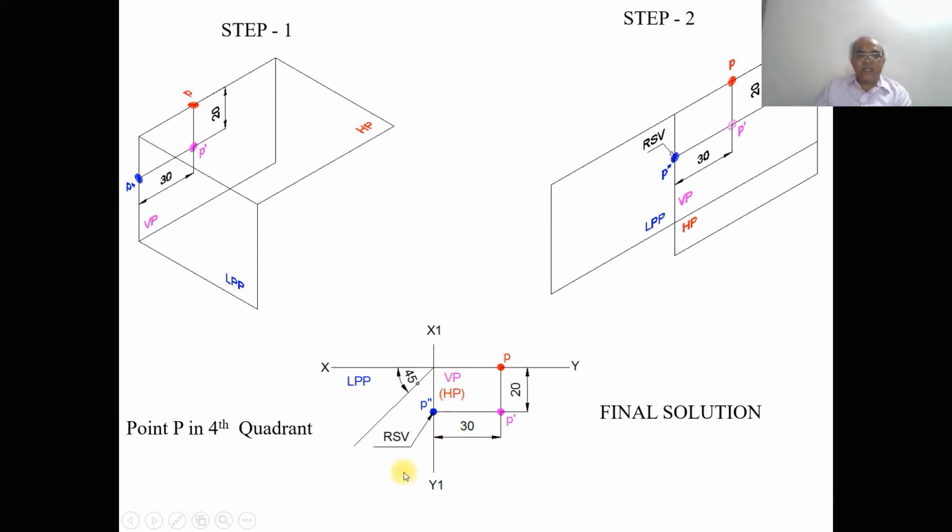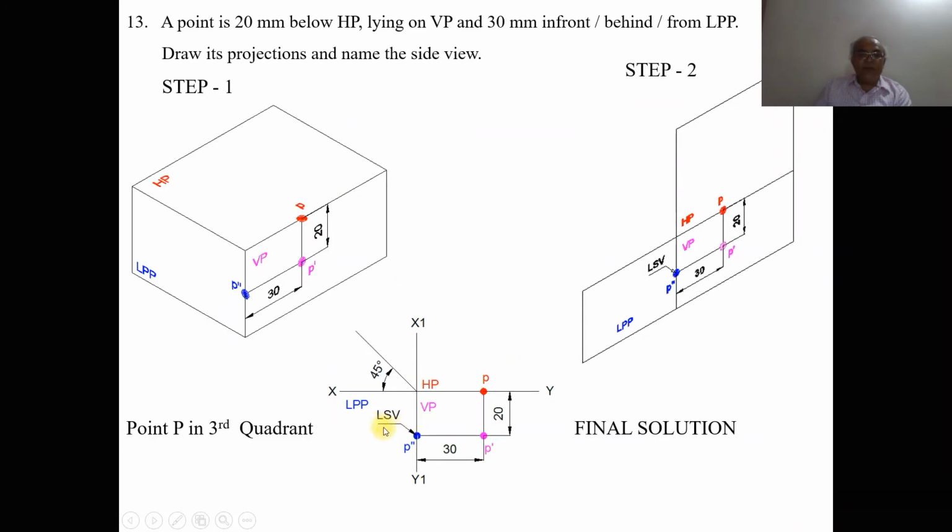In this case it is the right side view in the fourth quadrant, because it is in the fourth quadrant, it is in front of VP, therefore it will be in front of LPP. In front of LPP will come only when you look from the right side view, and in this case it is the left side view. Because it is behind VP, so behind LPP, the behind LPP condition will be satisfied only when you look from the left side view.